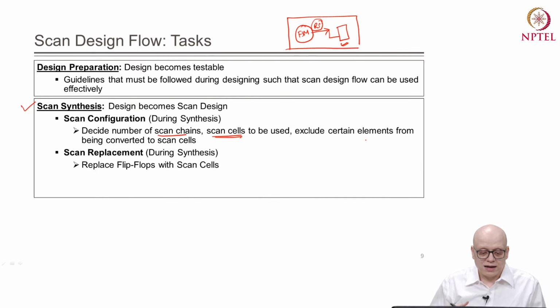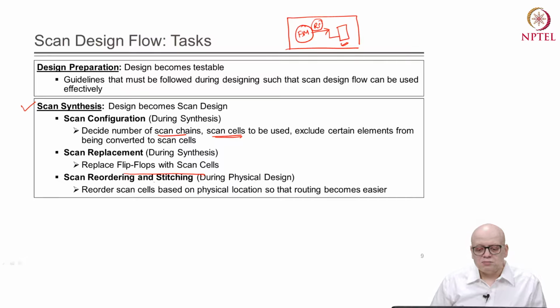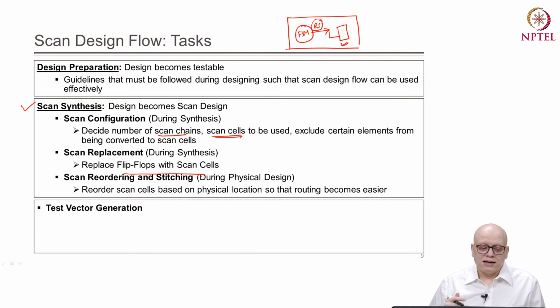insertion, right. And then during synthesis, we need to replace these flip flops with scan cells that we have already seen, right. And then there are some tasks related to scan design flow which need to be done in physical design, and these are scan reordering and stitching. So, what are these tasks? We will be discussing them when we discuss physical design.